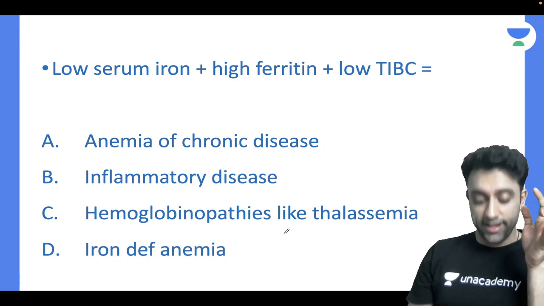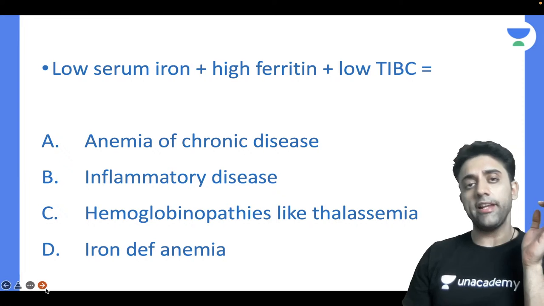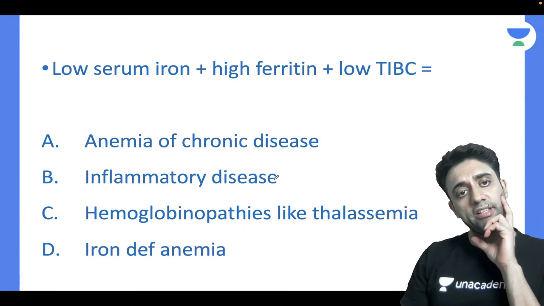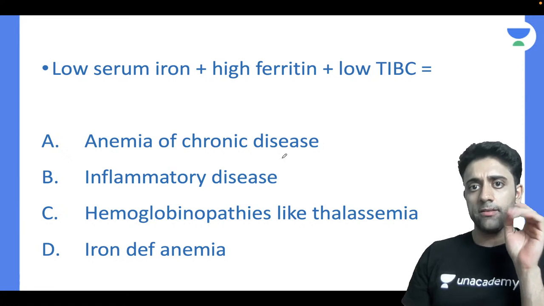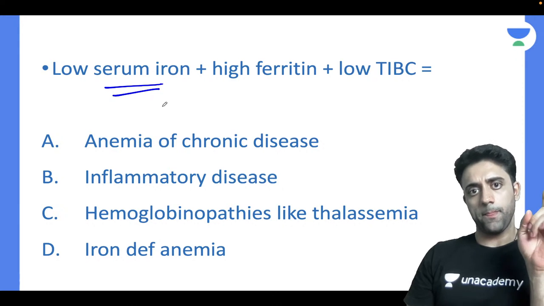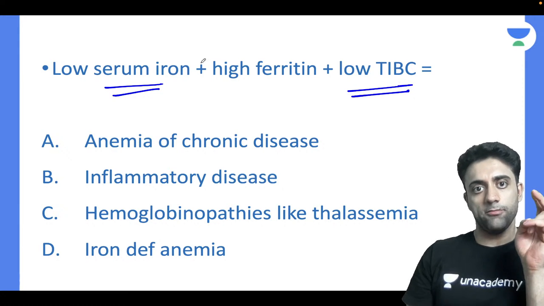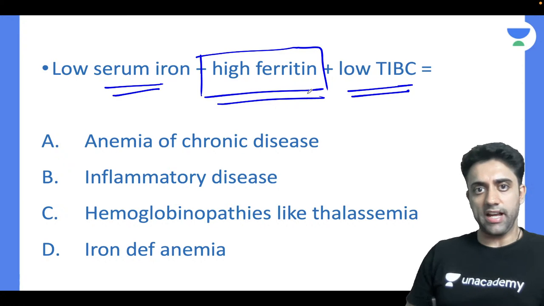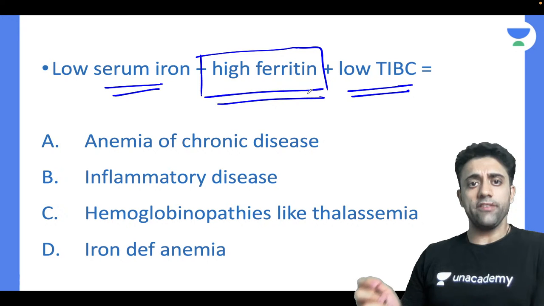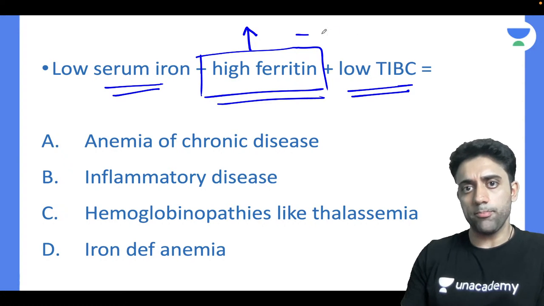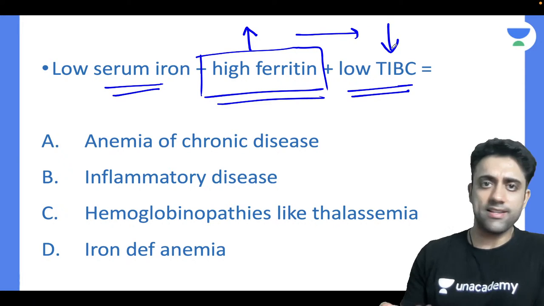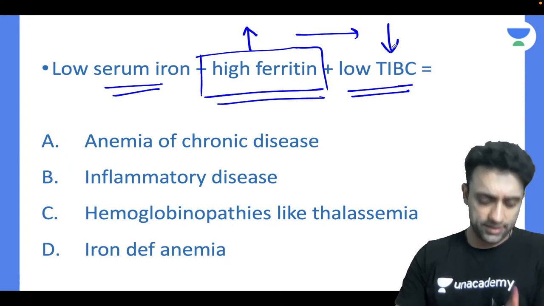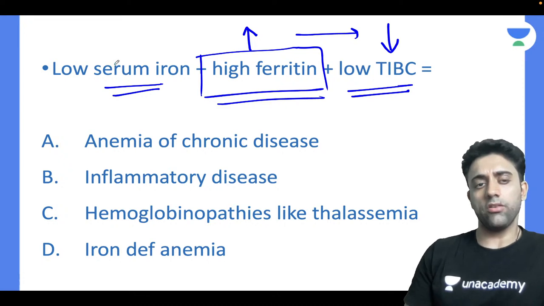Now think, okay, use your brains. Savan, please use your 250 gram, 200 gram brain a little. Very good. Patient having low iron, low TIBC, but high ferritin. The ferritin is very high. And everyone knows that when the serum ferritin is very high, compensatory total iron binding capacity will be low, right? What do you think? Yeah? And here serum iron also is low.